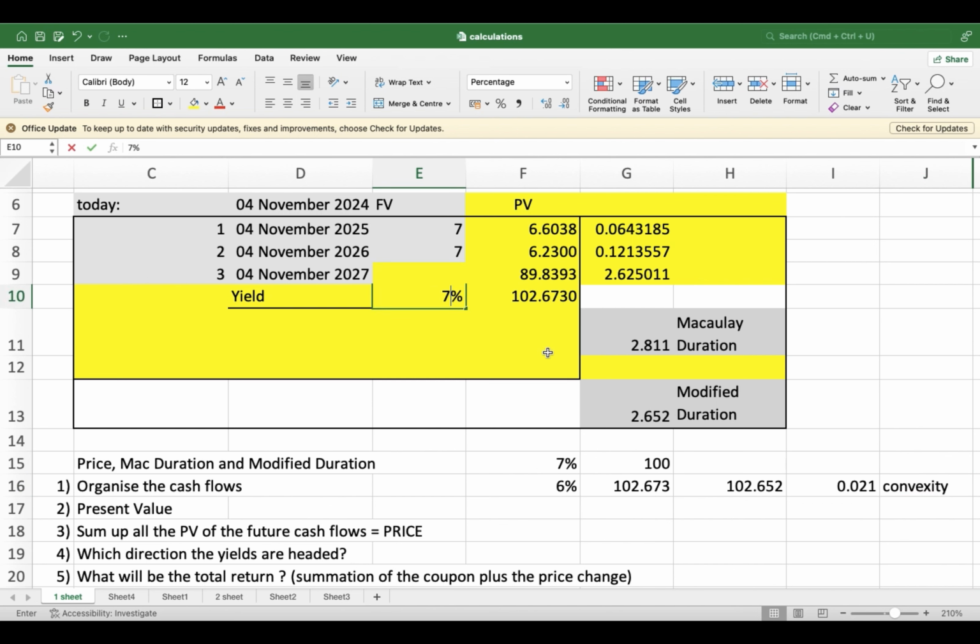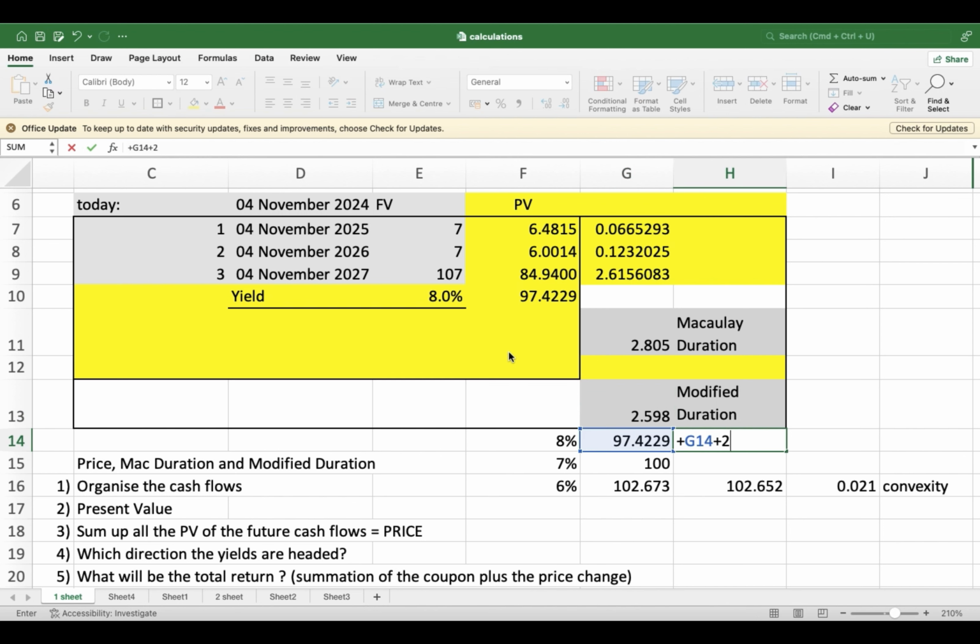So instead of 7, let's assume that yield becomes 8. If the yield becomes 8%, what is the price? 97.4229, and 2.598, it's pretty much close to 100. So modified duration helps in calculating the potential change in price that could happen because of a unit change in yield. All right, super.